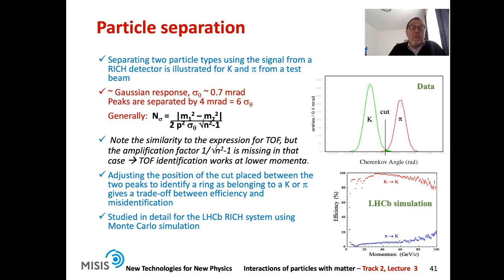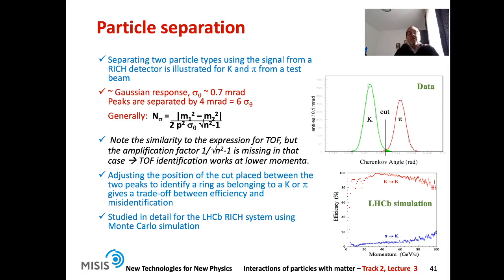And for that reason, time of flight works only at low momentum when p squared is small. Here in Cherenkov light detectors, you could use this amplification factor and extend the accuracy of your measurement up to very high momenta.